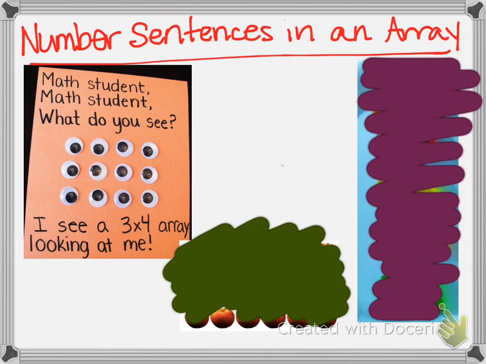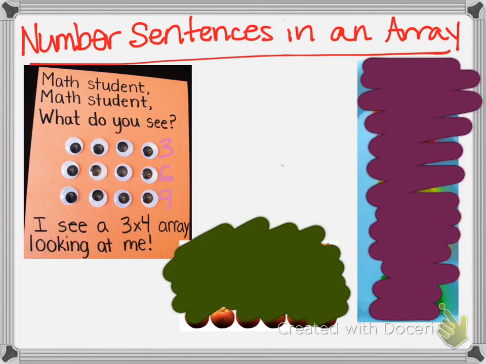Now I have an array, this array of plastic eyes, and I want you to tell me how many boxes you see all together. Well, let's count them. Count the top row. 1, 2, 3, 4, 5, 6, 7, 8, 9, 10, 11, 12. Yes, there are 12 boxes. Let's count by threes to check our work. Ready? Here we go. 3, 6, 9. Nice job.